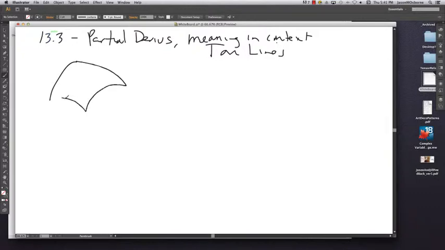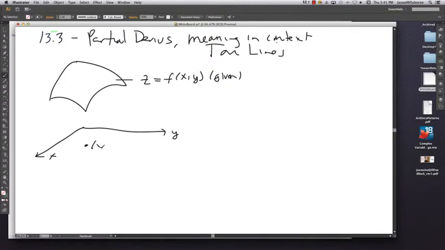if you have a function, z is equal to f of x and y, that has been given to you. Okay? And you have been given also a point, x naught, y naught. Let's just call this our point of interest. Okay? We can feed this point into the function to get a point x naught, y naught, f of x naught, y naught.